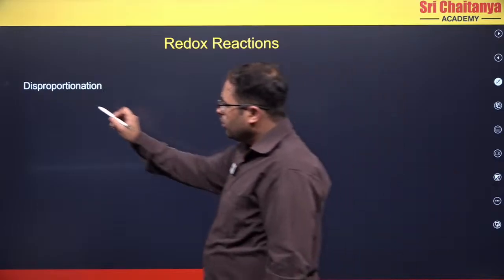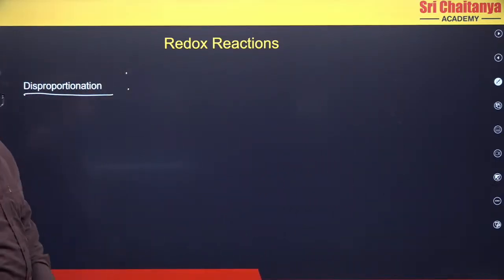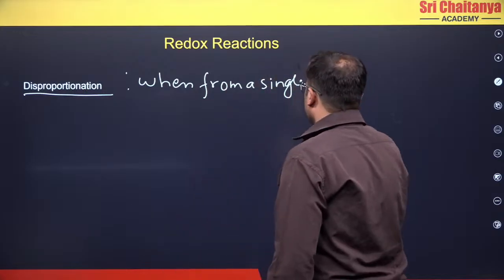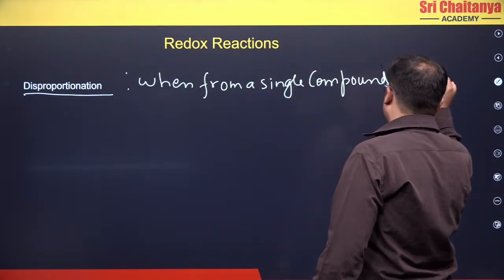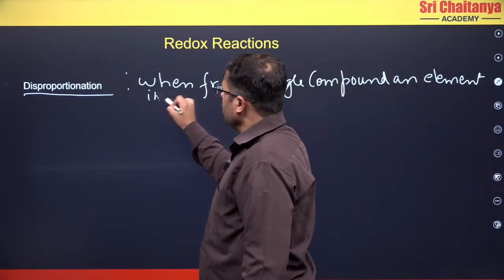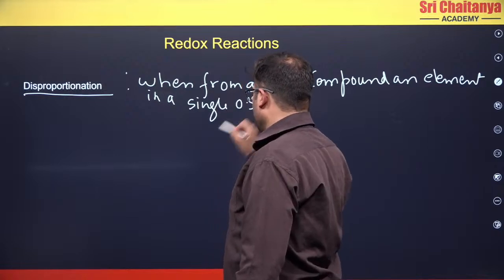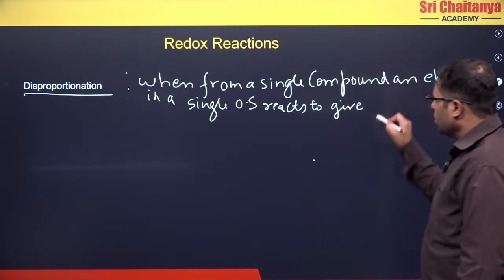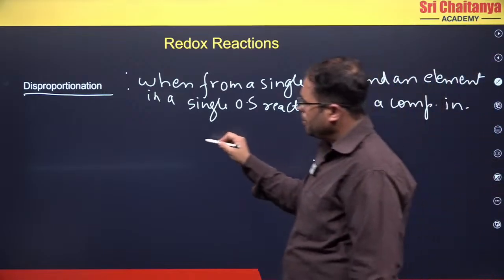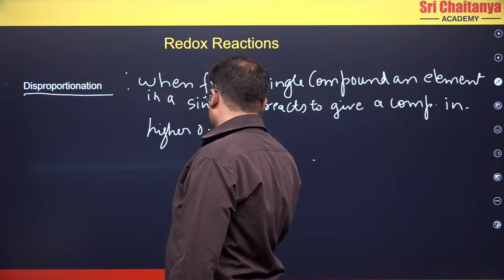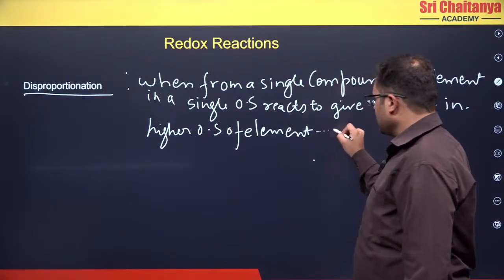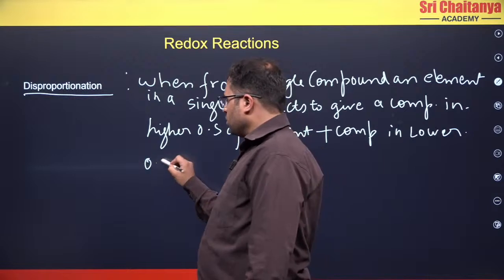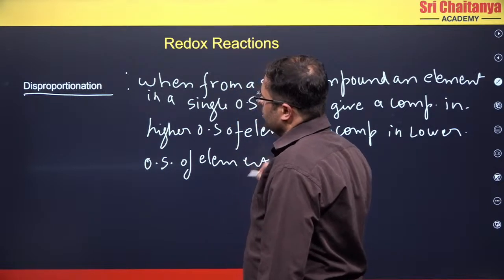Moving on, disproportionation. Now disproportionation is something different. It tells us that from a single compound, an element in a single oxidation state reacts to give a compound in higher oxidation state of the element plus a compound in lower oxidation state of the element. So what do I mean by this? Let us understand.